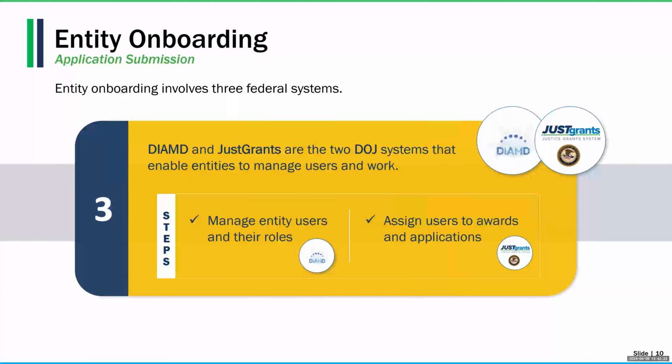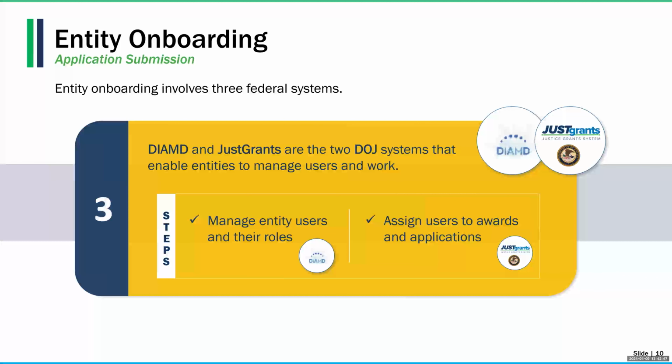Once Just Grants receives the information from grants.gov from that application, your entity administrator is going to receive an email with onboarding instructions. And entities that are new to Just Grants should make sure to have an active user as your eBiz point of contact. As you know, no further actions can take place until that role is actually filled.